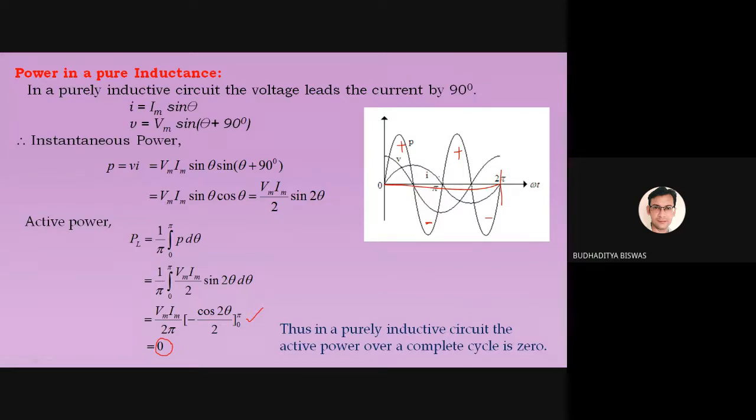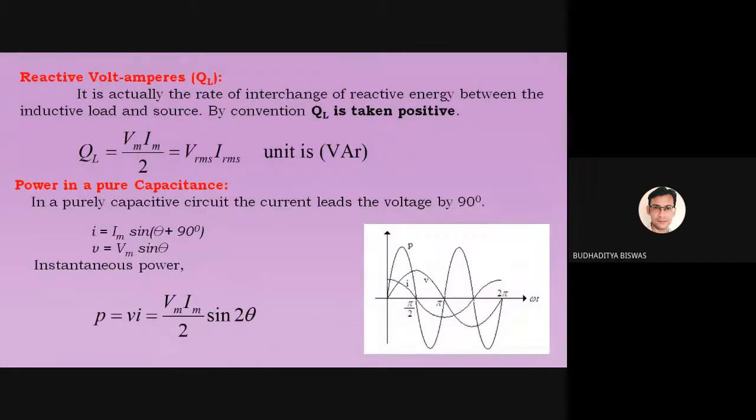Got it? Another objective question: what will be the power consumption by the pure inductive circuit? Active power consumption by the pure inductive circuit is 0 over a complete cycle. I will explain it more after this one. Am I connected? Yes, sir. Correct. So till now we learned that in a purely inductive circuit, the active power consumption over a complete cycle is 0.